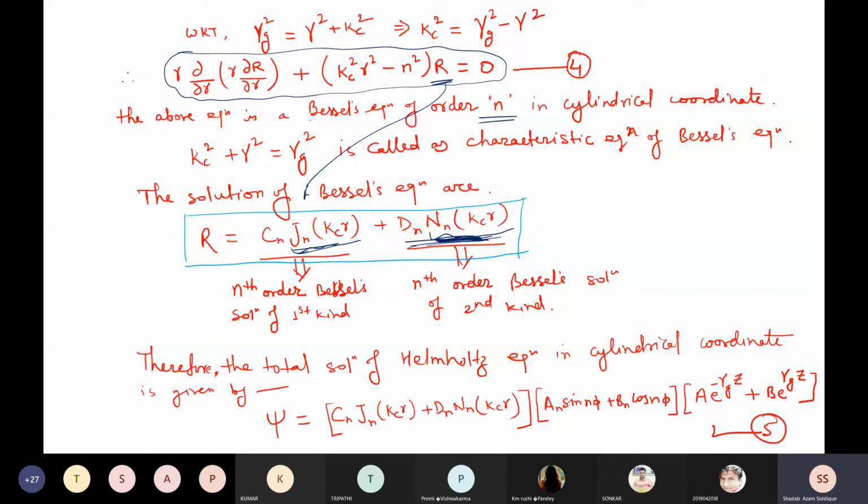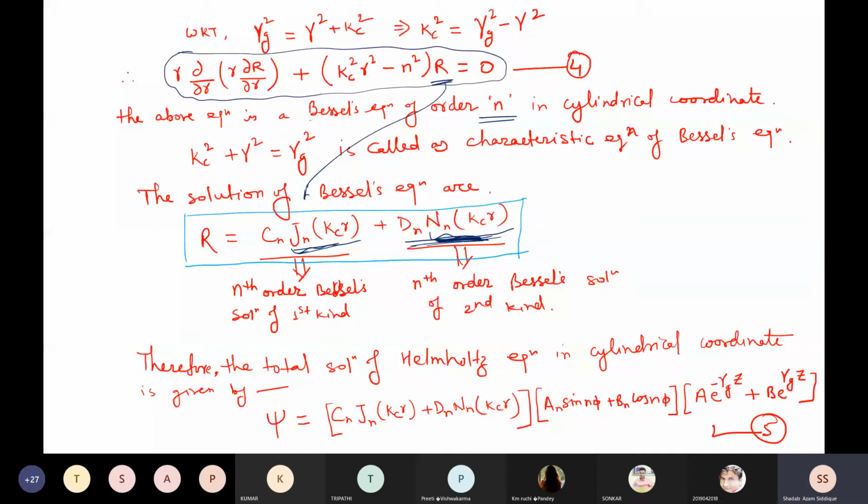How does the first kind of Bessel solution look? How does the second kind of Bessel solution look? We will see in the next slide. But this is the solution for R, which we have got from the Bessel equation.